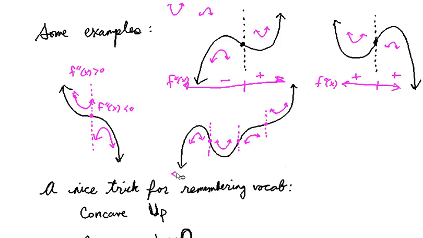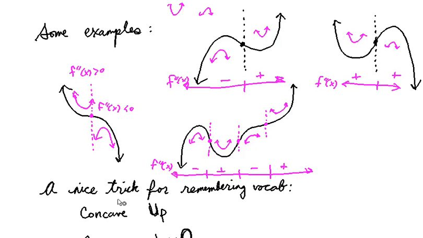So the sign diagram for this ugly graph would be negative, right? Because it's concave down, negative, positive, negative, and positive. So we have four intervals here that are alternating for f double prime of x.